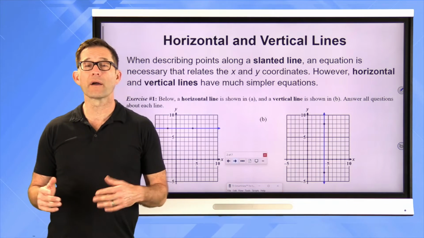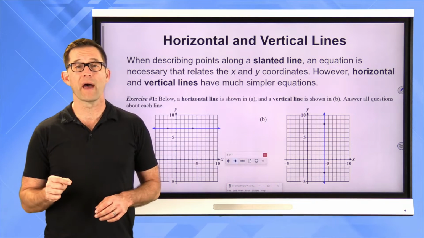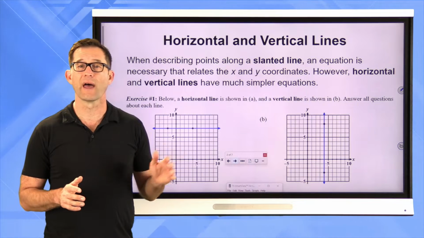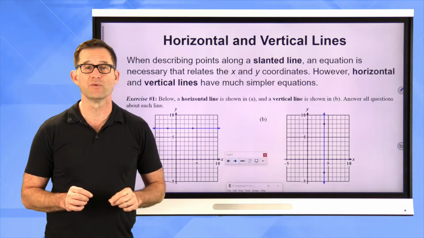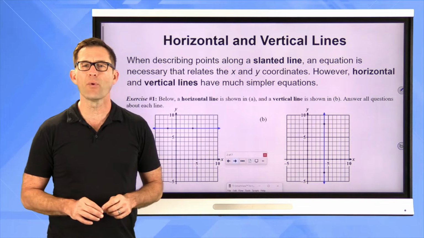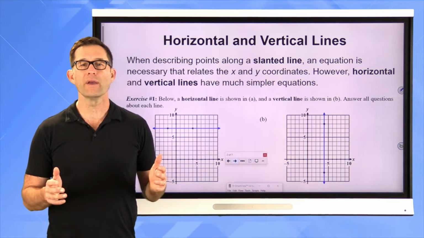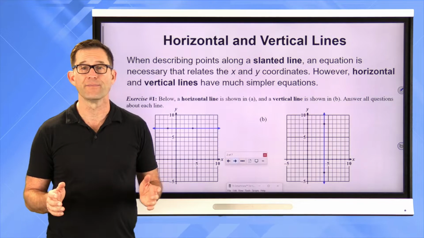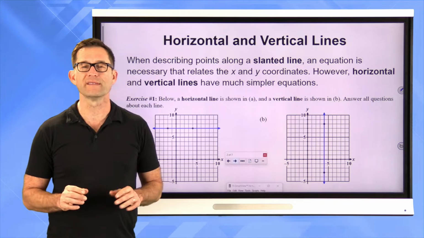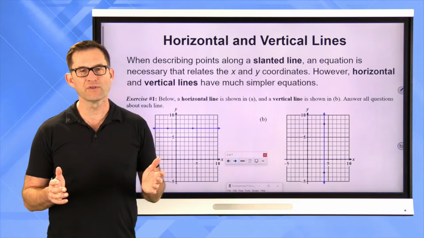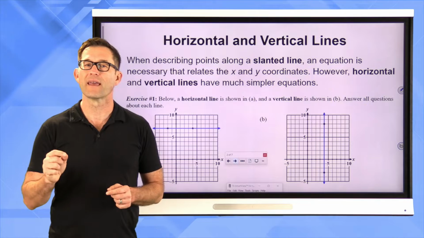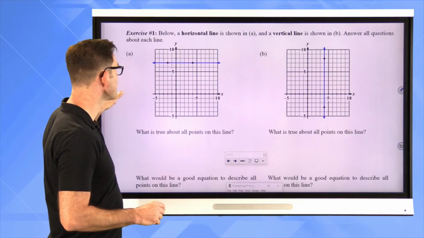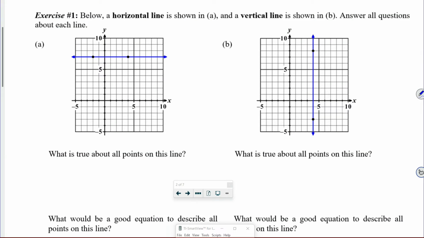Now much of what we're going to be talking about today is review from your 8th grade math course and from Algebra 1, but still it's going to be essential in geometry to have complete fluency with these two types of lines. Now when describing points along a slanted line, an equation is necessary that relates the x and the y coordinates of any point that's on that line. However, horizontal and vertical lines have much simpler equations, and strangely enough in this case, sometimes simple can get confusing. So let's jump right into exercise 1 and talk about a horizontal line and a vertical line.